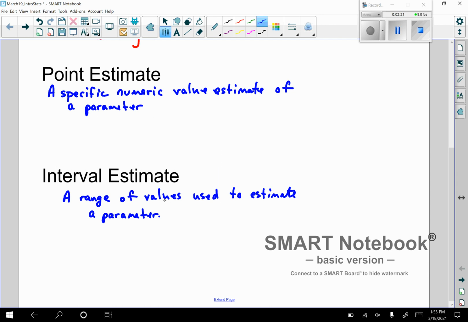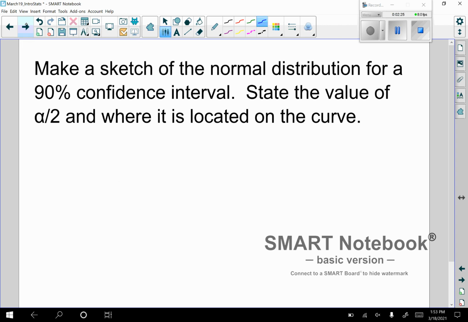All right, so next let's take a look at some examples. So for this first one, make a sketch of the normal distribution for a 90% confidence interval. State the value of alpha over 2 and where it's located on the curve. So pause the video to make the sketch and then resume playing. All right, and if you need more time, just pause again.